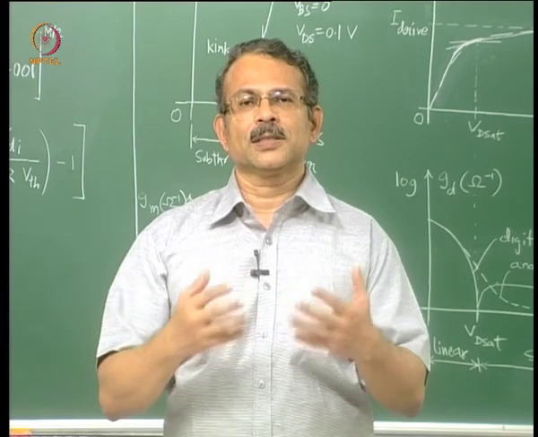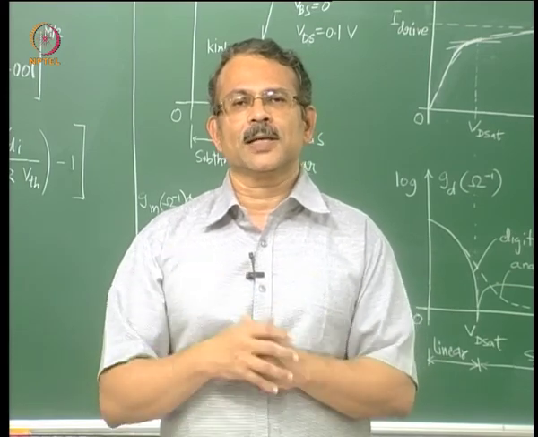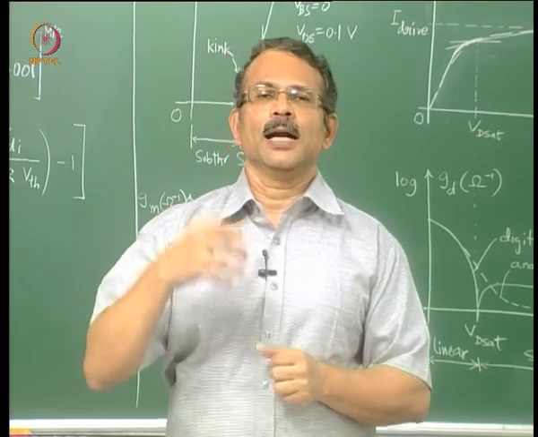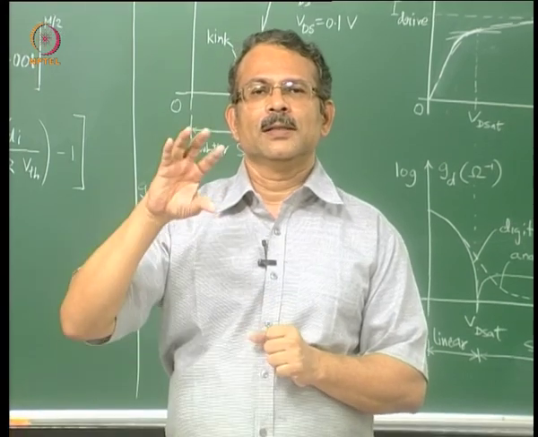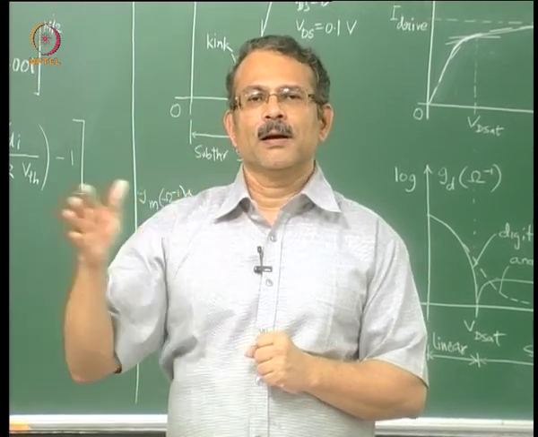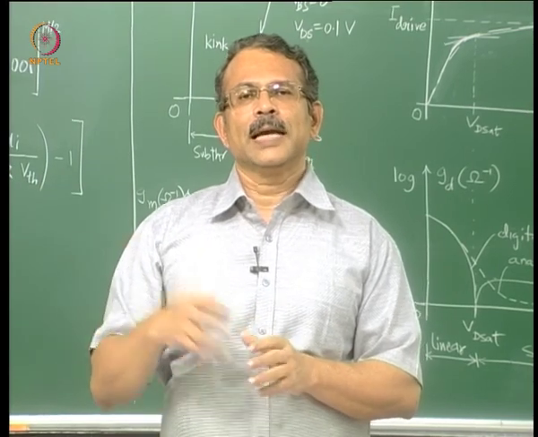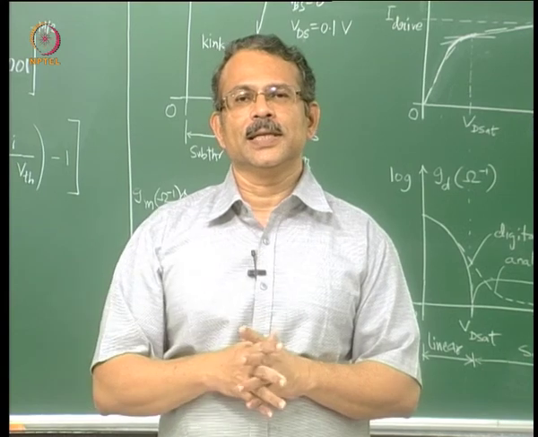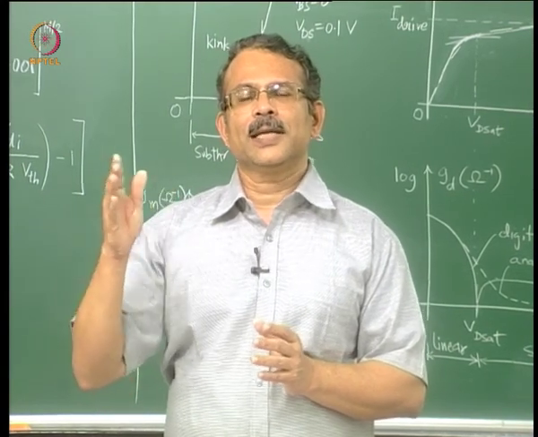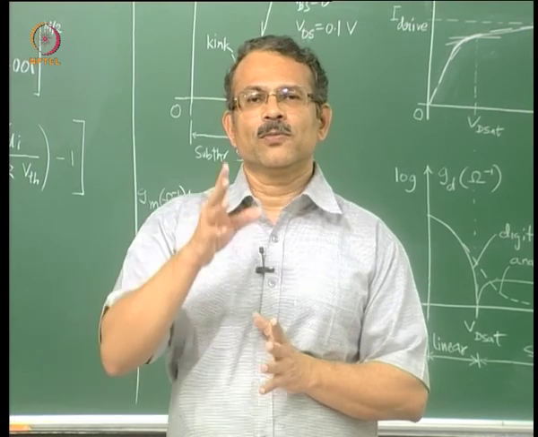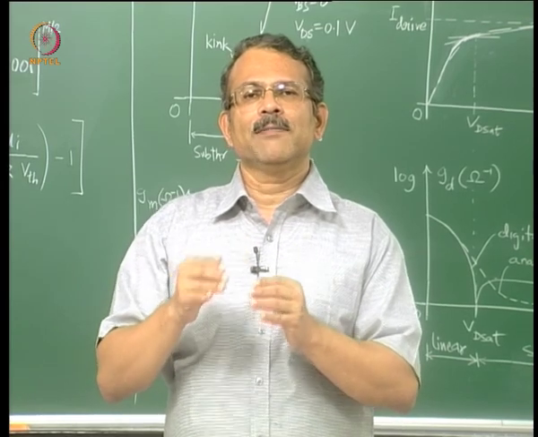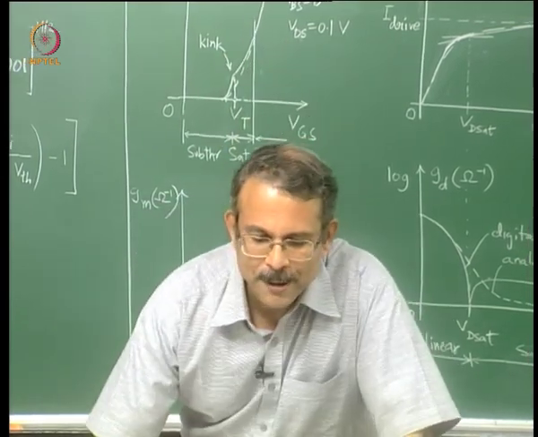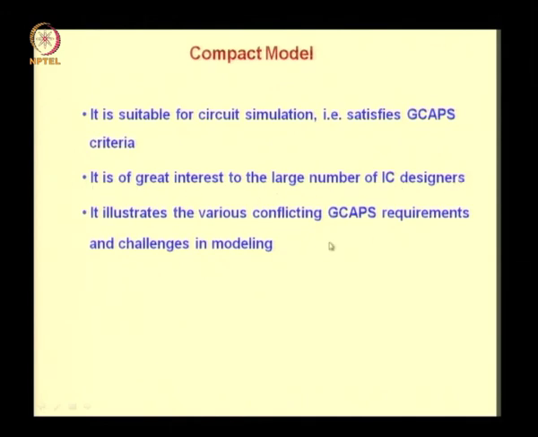After the particular signal goes through the device, the shape of the signal gets distorted. Supposing you input a sinusoid and you get a small modification of the sinusoid out, the modified sinusoid can be expressed as for example a Taylor series, or you can express it as Fourier series, and this is where the various derivatives will come into play for accurate modeling of distortion. That is why a compact model should have all derivatives continuous. This model is of great interest to a large number of IC designers, and it illustrates the various conflicting GCAPS requirements and challenges in modeling.